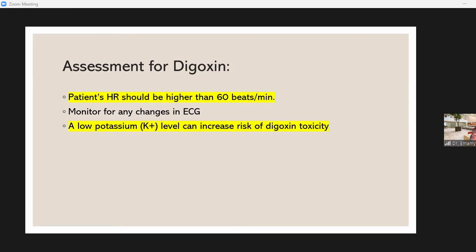Signs and symptoms of digoxin toxicity, because you need to find it very early. If you find it late, even hemodialysis cannot remove digoxin. You need to give very specific antibodies, very hard to treat digoxin toxicity. So you need to find it very early.